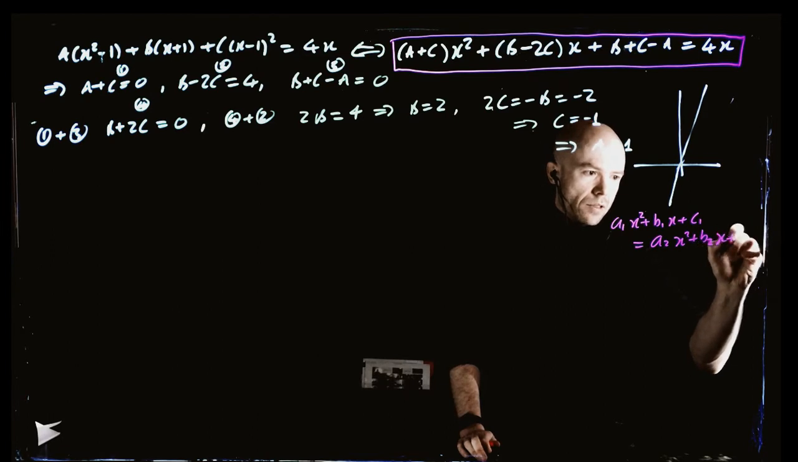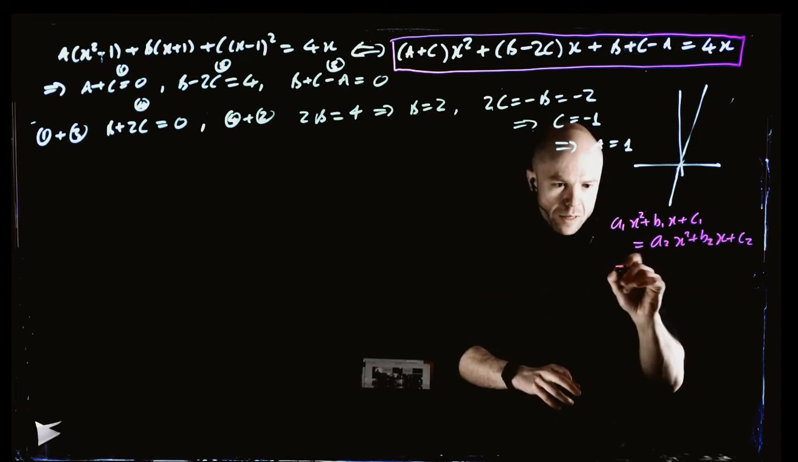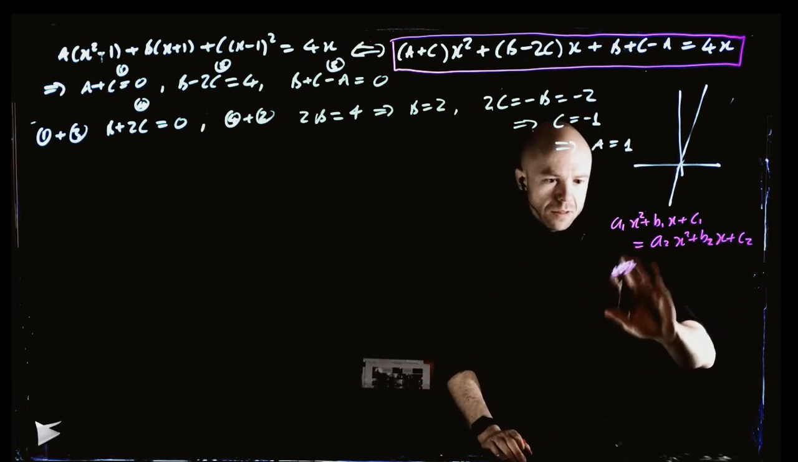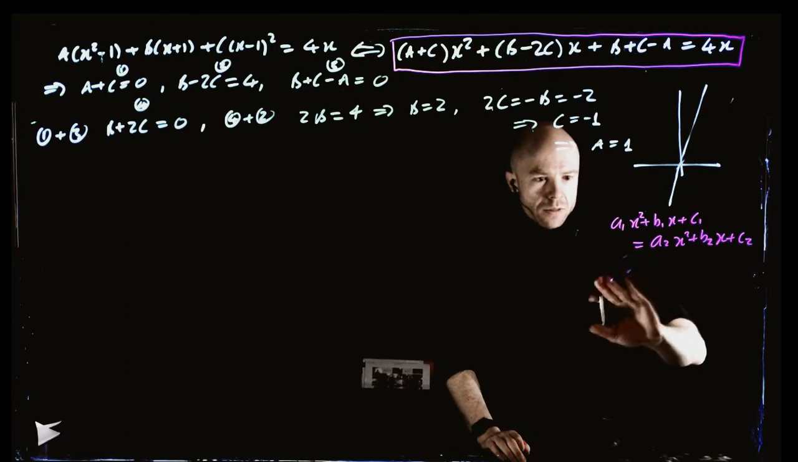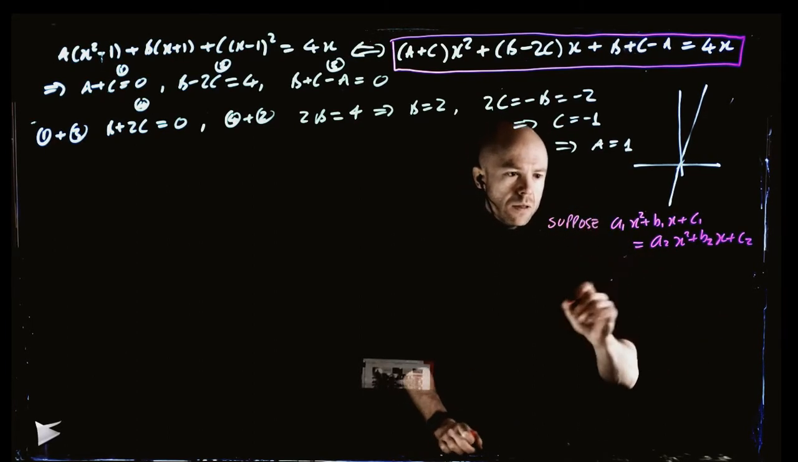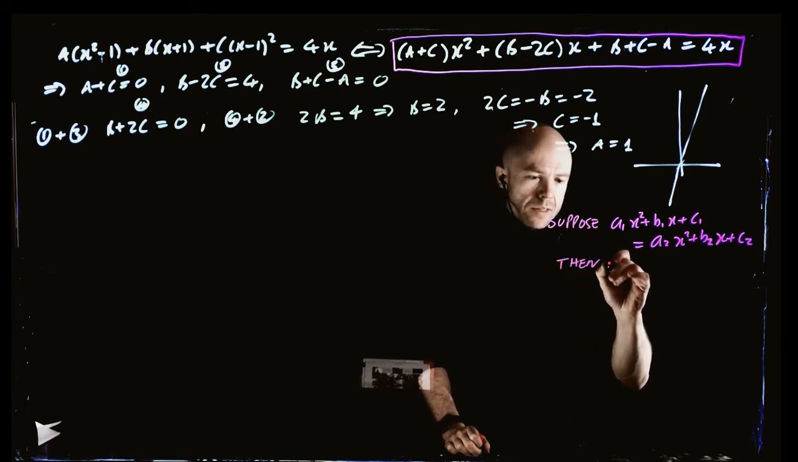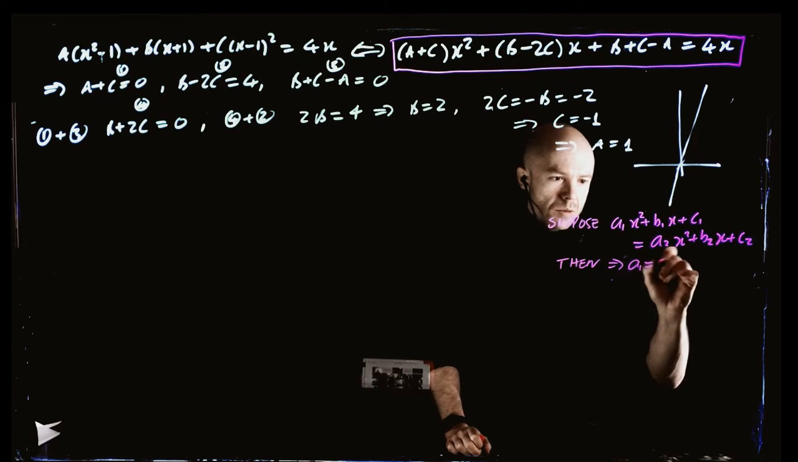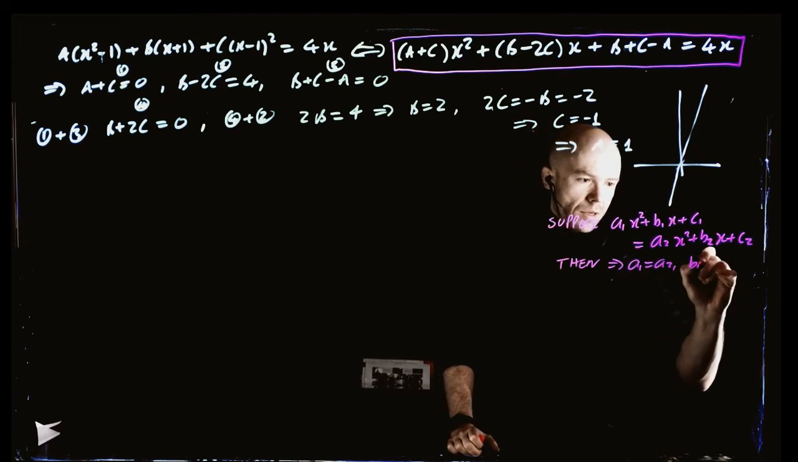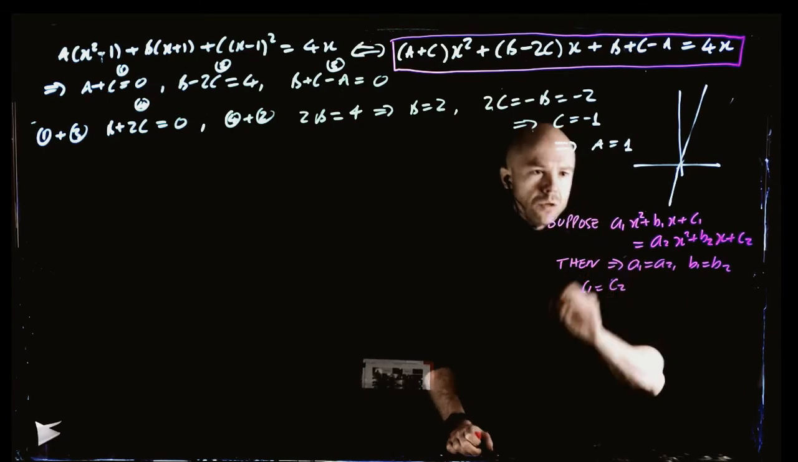B2 x plus c2. Suppose that's true for every x, yeah? Then that implies, let's put that as a sentence: suppose... then this implies that a1 equals a2, b1 equals b2, and c1 equals c2, and I'm about to show you why.